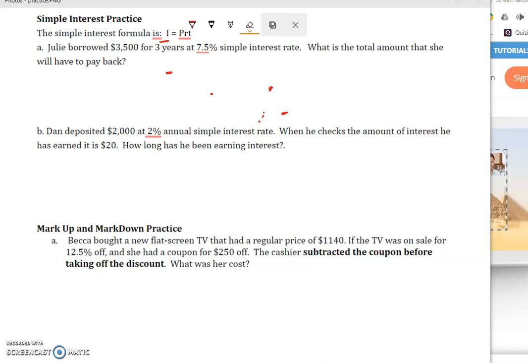Okay, so we're going to look at a couple of simple interest problems as practice. Julie borrowed $3,500 for 3 years at 7.5% simple interest rate. What is the total amount that she will pay back? So this is a simple interest problem, so I'm going to start by writing the simple interest formula. Then I'm going to go through and find the different parts in the problem.